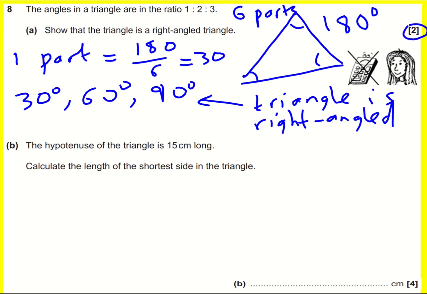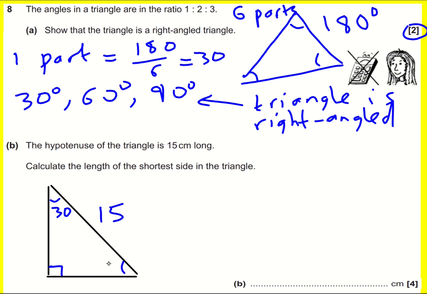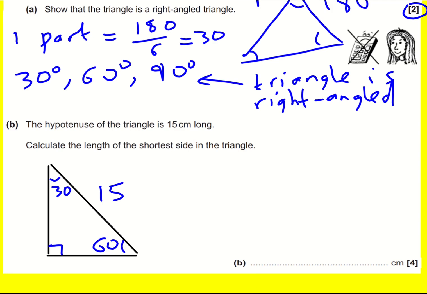Okay, nice one. Then it says the hypotenuse of the triangle is 15 centimeters long. So let's draw a triangle again. This time I'm drawing it so that it has a right angle. And then the hypotenuse is the longest side, so it's over here. We can also add that our angles are 30 and 60. And then it wants us to find the length of the shortest side.